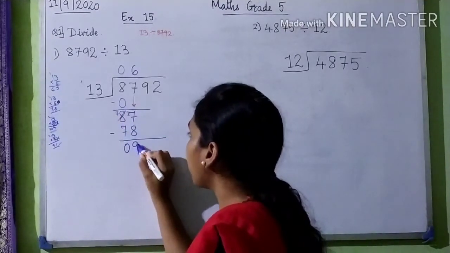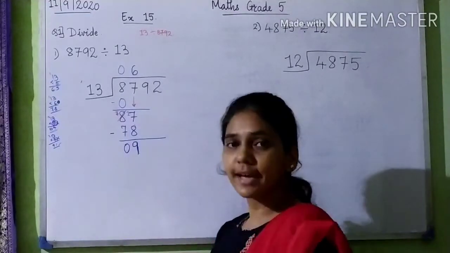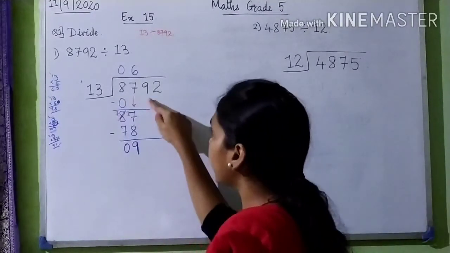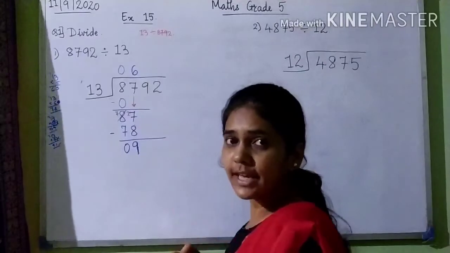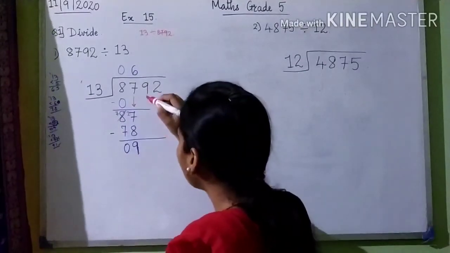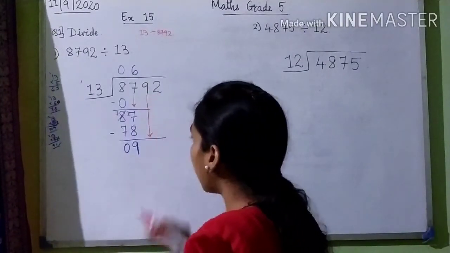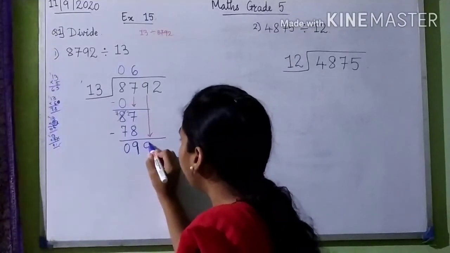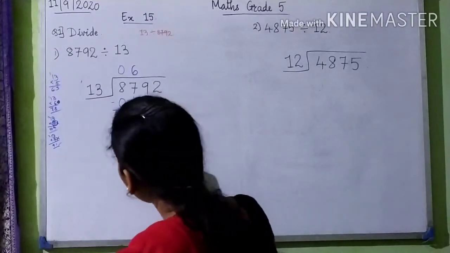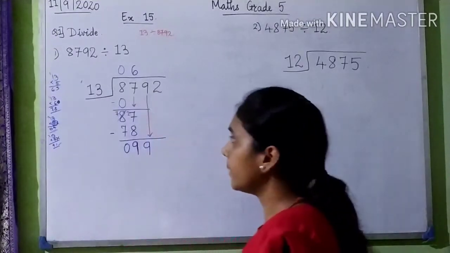So which number have I got now? I have got 9. Okay. Now I take the next digit, the next number I take down. So what is the next number? It is 9. So I write 9 down. So now the number which I have got is 99.